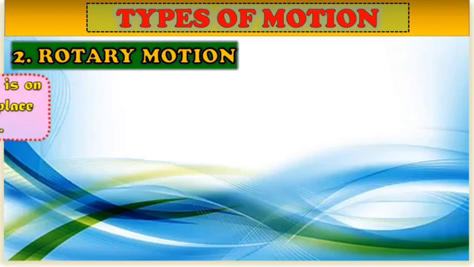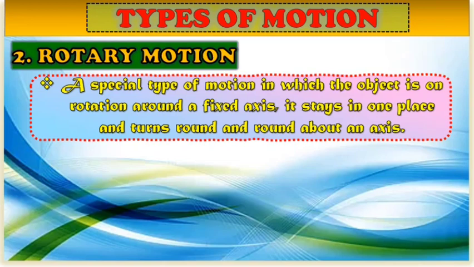So what is this all about? So a special type of motion in which the object is on rotation around a fixed axis. It stays in one place and turns round and round about an axis. So heto yung mga umiikot, yung paikot-ikot lang. Yung parang yung sa jowa mo, pinaikot-ikot ka lang. This is a joke.